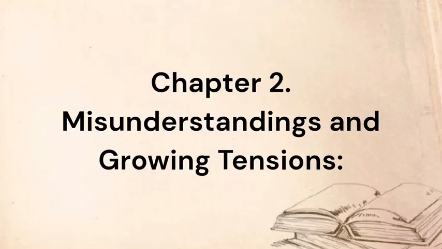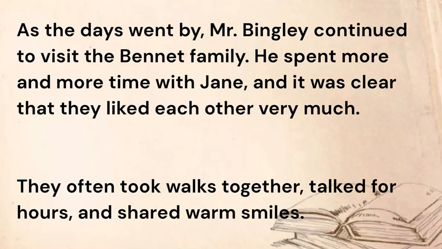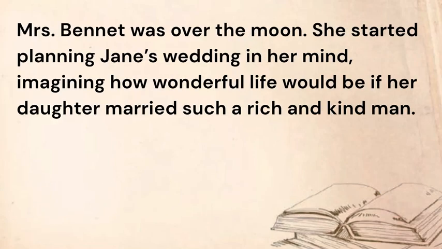Misunderstandings and growing tensions. As the days went by, Mr. Bingley continued to visit the Bennet family. He spent more and more time with Jane, and it was clear that they liked each other very much. They often took walks together, talked for hours, and shared warm smiles. Mrs. Bennet was over the moon. She started planning Jane's wedding in her mind, imagining how wonderful life would be if her daughter married such a rich and kind man.